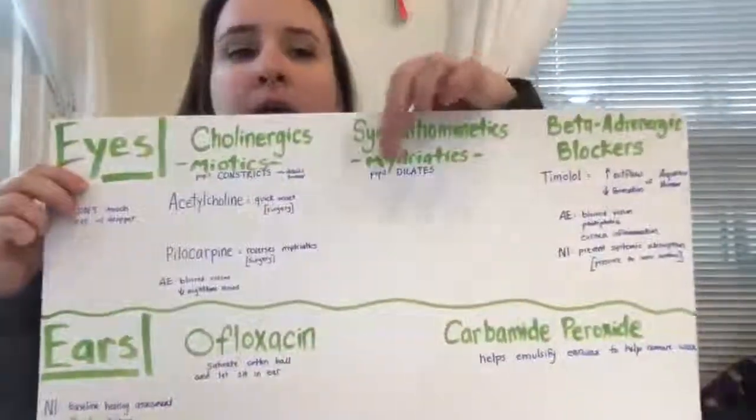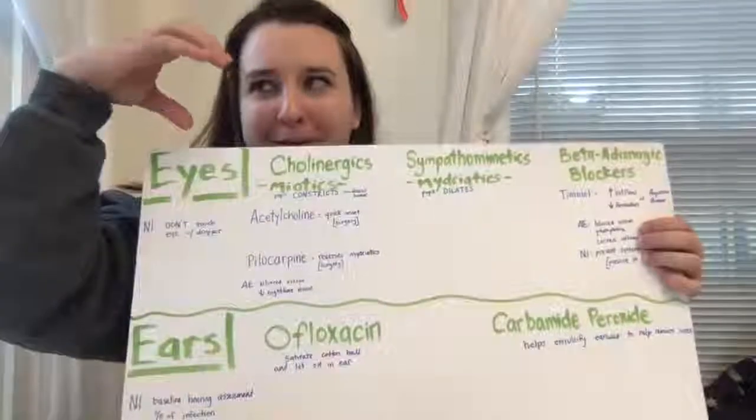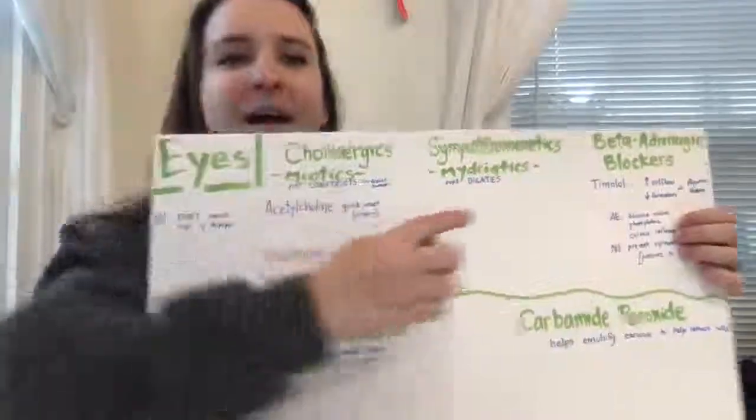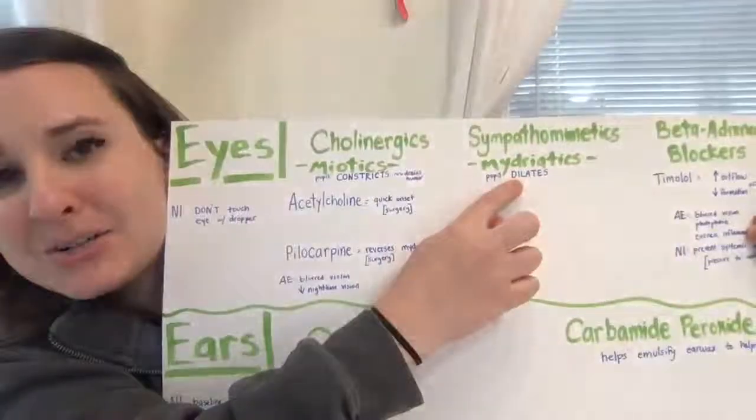Over here, we have mydriatics, which is going to dilate the pupil. That was a really bad dilation of a pupil. But there is a D in mydriatics, and dilates starts with a D. So constrict, if this is your pupil, constrict is going to make it smaller. Those are miotics. And dilation, mydriatics, are going to make your pupil bigger. So those are ways that you can remember that.